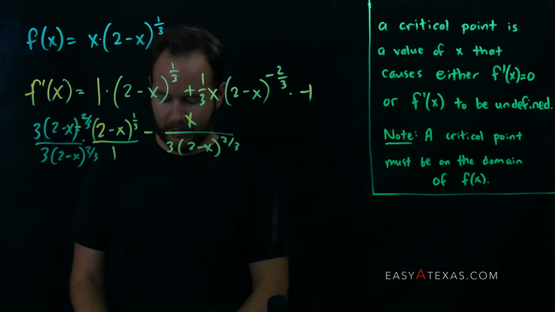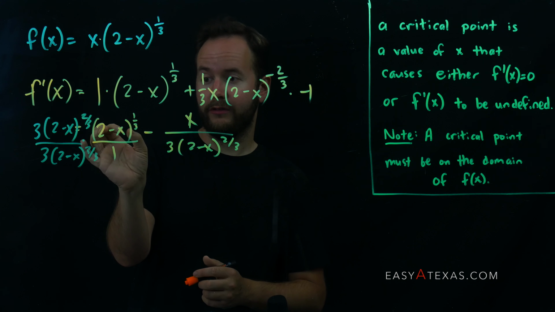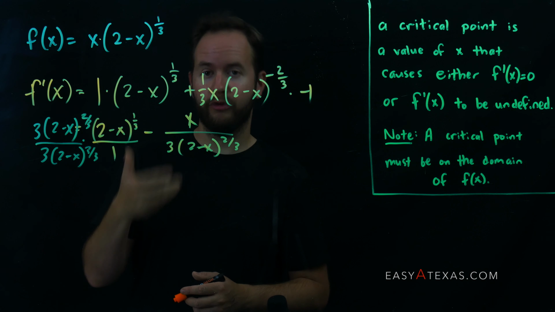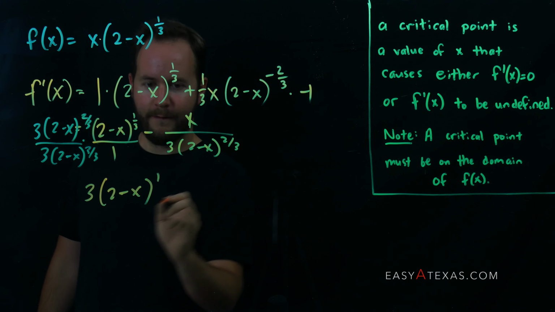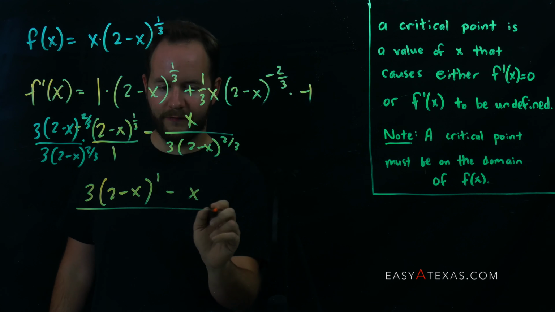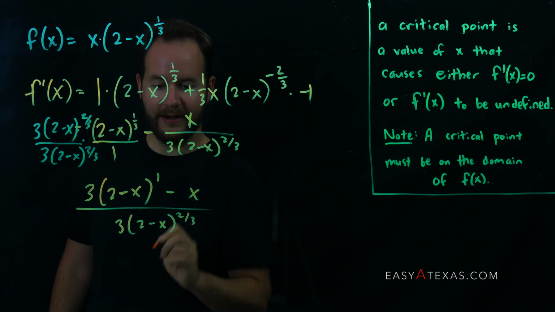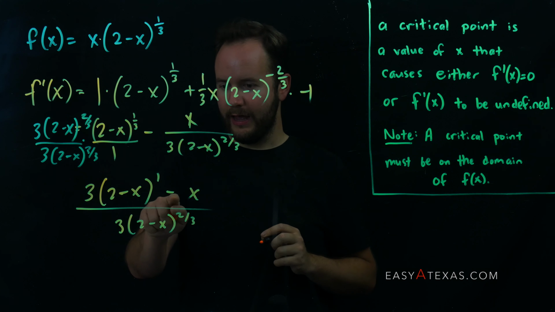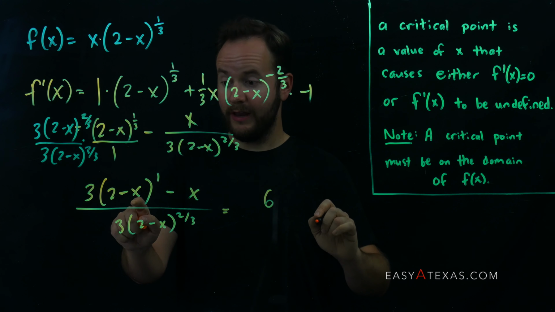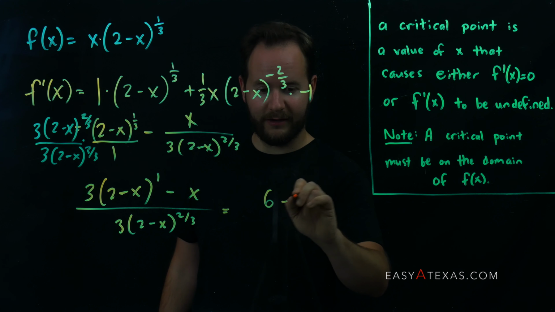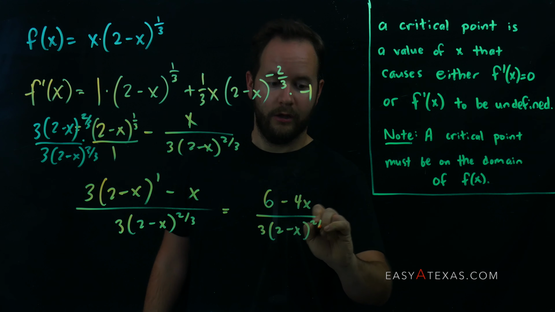Now when I do that, my numerator up here becomes 3 times this times this. This 2 minus x to the 2/3 and this 2 minus x to the 1/3 will become 2 minus x to the 3/3, which is just 2 minus x to the power of 1. And I'll still have the 3 here, minus x from this guy, all divided by 3 times 2 minus x to the 2/3. Okay, now we're getting somewhere. I'm going to distribute the 3 and then subtract the x to get a numerator of 3 times 2 is 6. 3 times negative x is negative 3x, minus x is minus 4x. So now we have 6 minus 4x over 3 times 2 minus x to the 2/3.